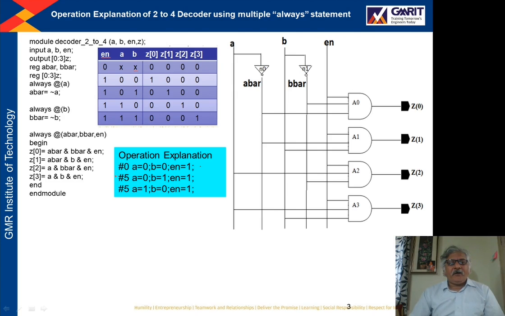And the next statement is #5. This indicates when the simulation time reaches 5 unit time, right? If suppose we take the unit as nanosecond, then when the simulation time reaches 5 nanosecond, the value of A will be 0, B will be 1 and enable will be 1. And the next statement is #5. This means after 5 nanoseconds of the previous statement, the value of A will be 1, B will be 0 and enable will be 1. So under these three conditions we will check how this code will work.